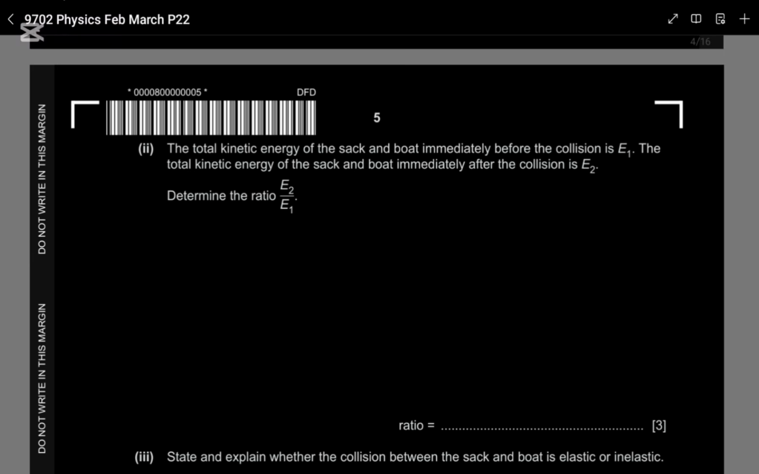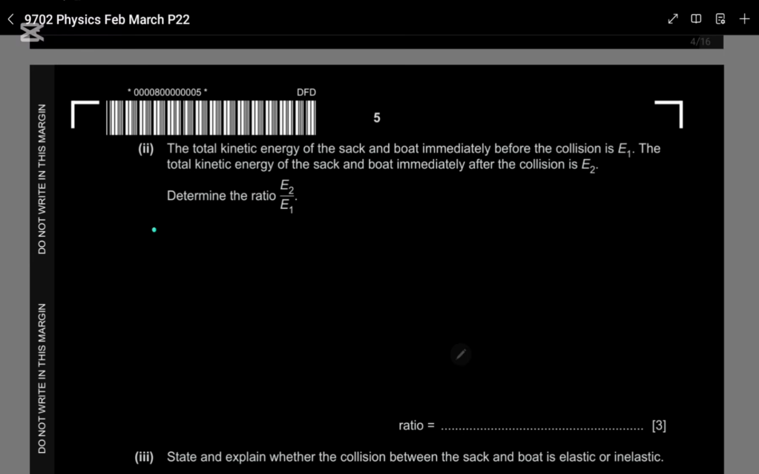Okay, so after the collision it's E1. The total kinetic energy of the sack and boat, oh wait, my bad, E1 is immediately before the collision, and E2 is immediately after the collision, okay, my bad. So by the way, what energy is it? It's the kinetic energy, okay.